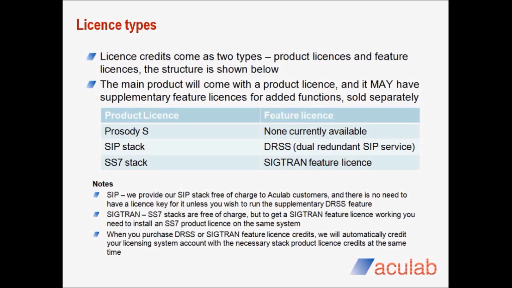So when you want to run SIGTRAN on one of your machines, you actually have to install two license keys, one for the SS7 stack, and one for the SIGTRAN to give you a certain message rate on that server.